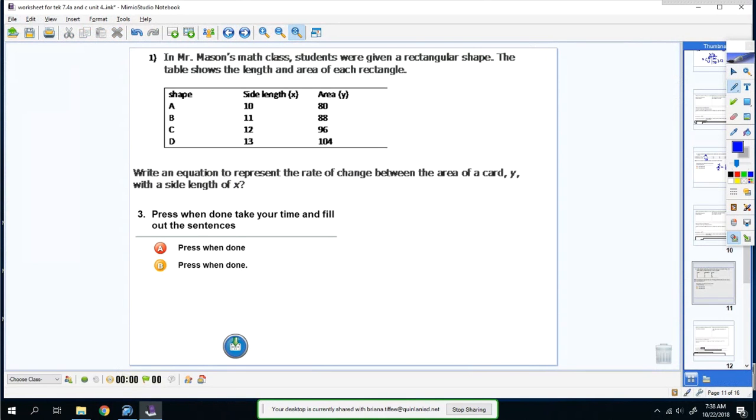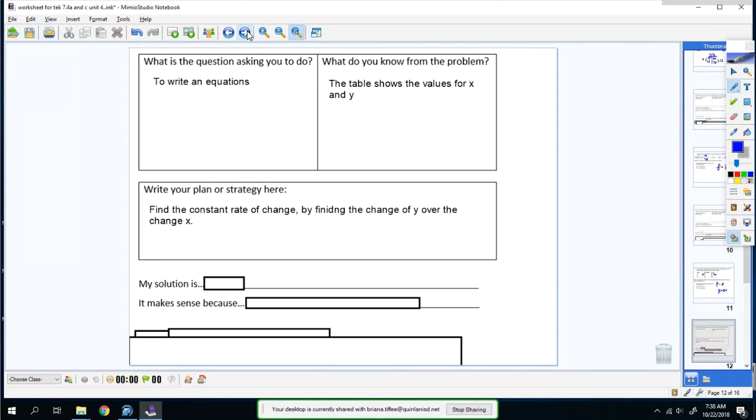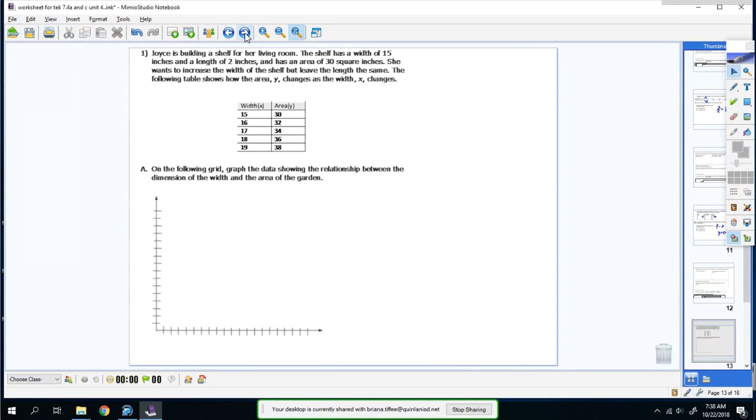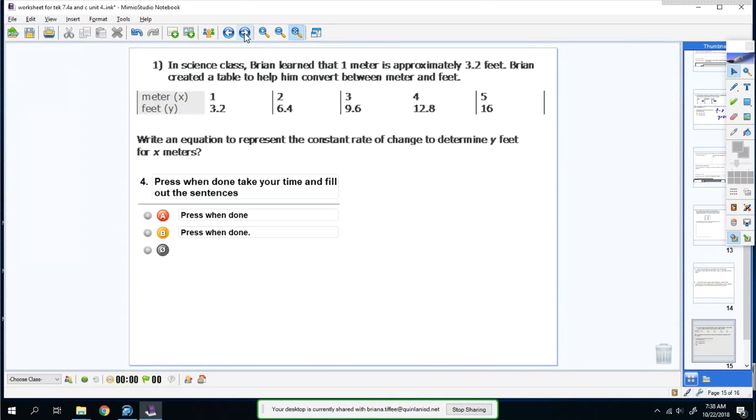So the change of y is 8, and the change of x is 1. So 8 over 1 equals 8. So my equation would be y equals 8x. So my solution is y equals 8x because I found the constant rate of change. Okay, we're going to skip this one. This is very similar to the one that you just did at the very beginning. And we're going to do the last one.